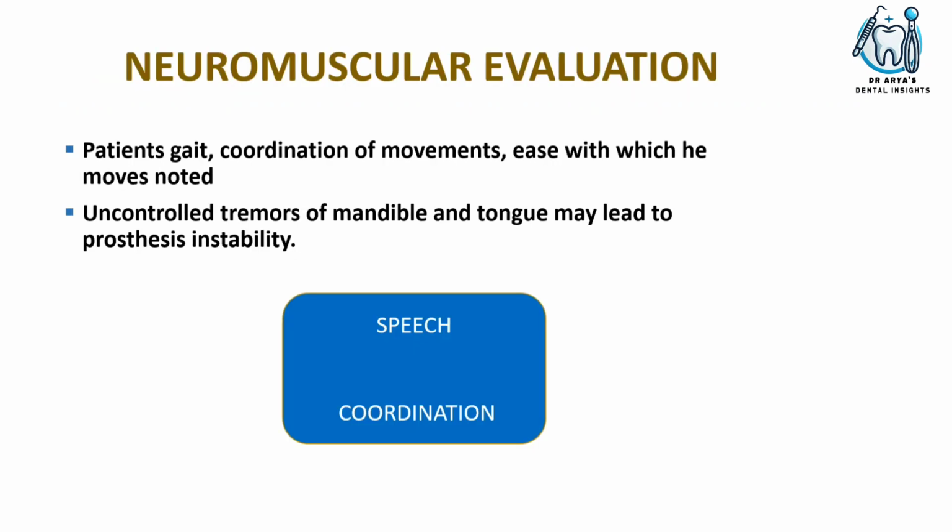Coming to neuromuscular evaluation, the patient is to be observed from the time he or she enters the clinic. The patient's gait, coordination of movements, ease with which he moves and his steadiness are important points to be considered. Speech and coordination are two entities evaluated in the neuromuscular evaluation.